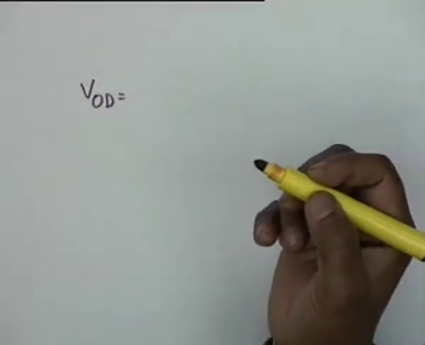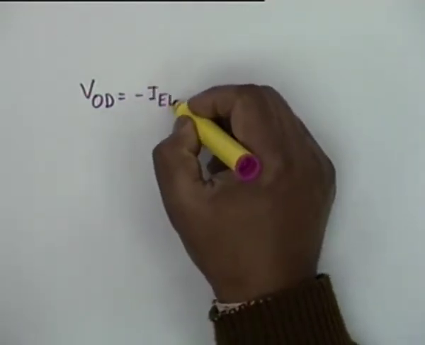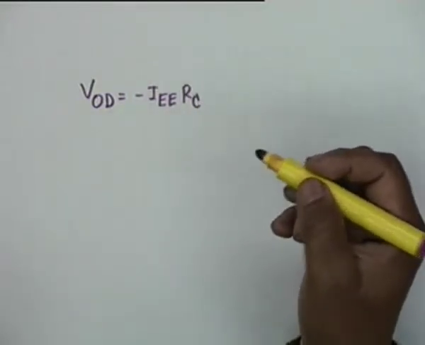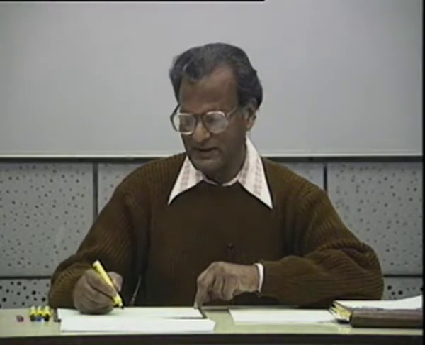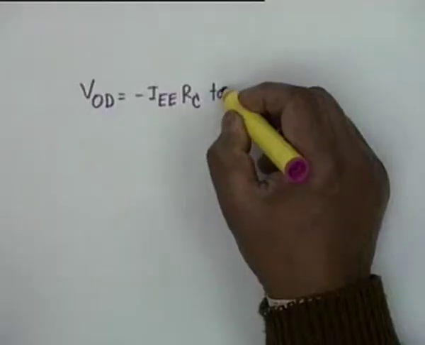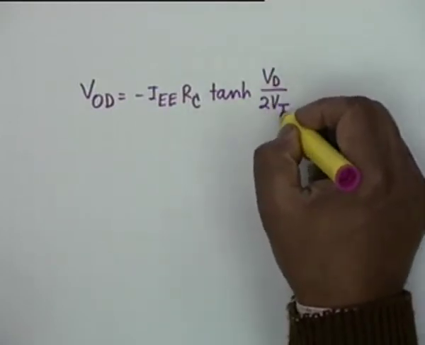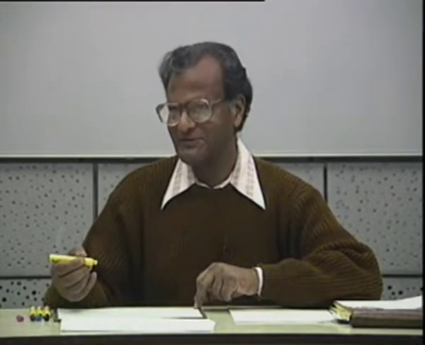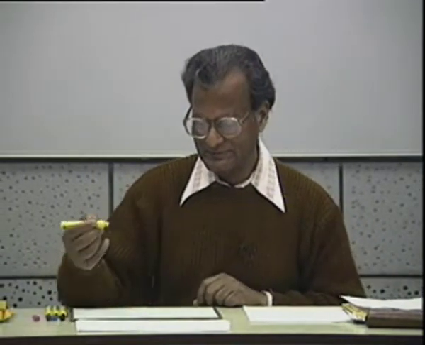VOD, the differential voltage, is equal to minus IEE RC, and you remember why minus comes, because it is IC2 minus IC1 times RC: IEE RC tan hyperbolic VD by 2 VT. Was there any problem in deriving this relationship? Was there a problem, or you didn't derive? Please do. If there is a problem, let me know.